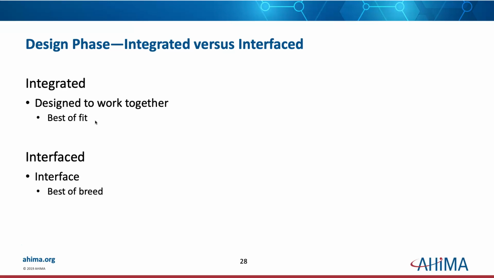Integrated versus interfaced. This is another one. You've heard me say best of breed. Best of breed means you take several different systems and each one is the best of its kind and you interface them together.